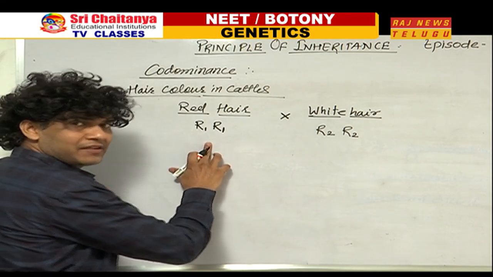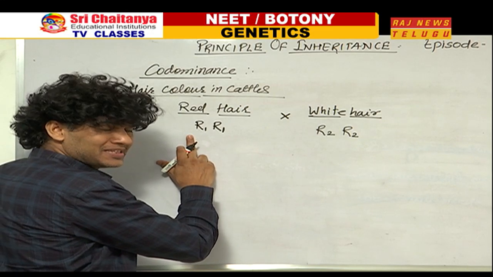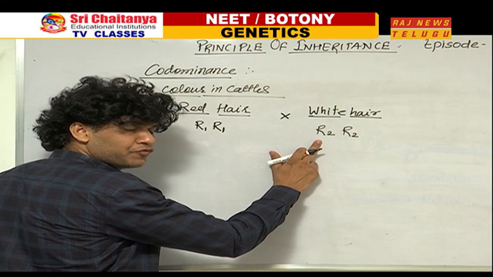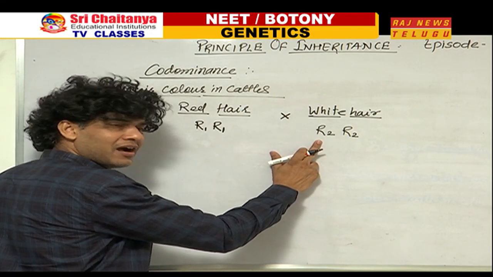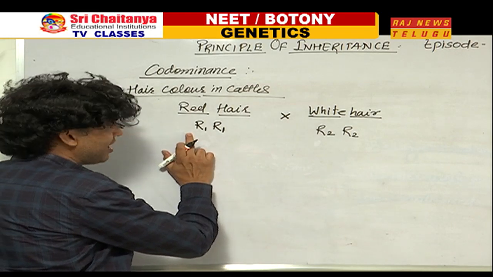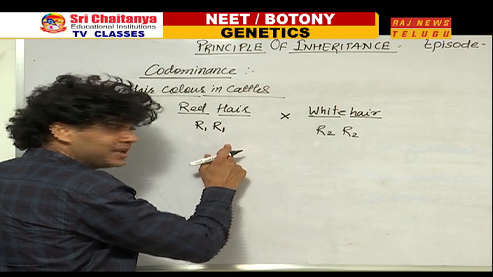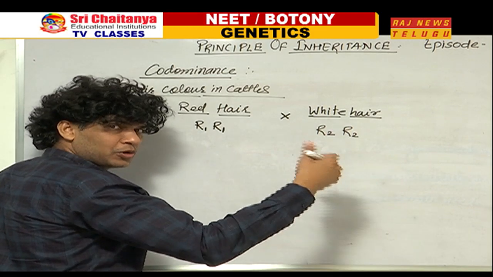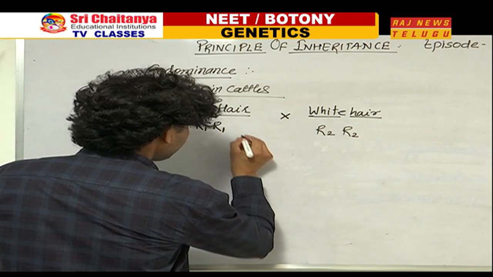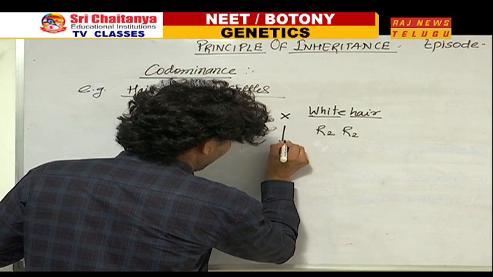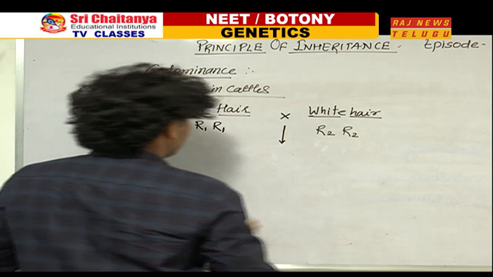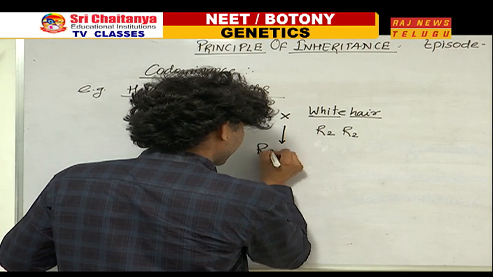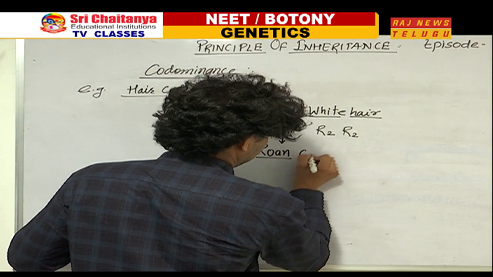One of the allelic variants I represent with R1, and the second variant of it I am using as R2. So this is homozygous R1 R1 like capital T, and this is homozygous R2 R2 like small t. Anyway, now the F1 progeny that we will obtain, that is known as roan cattle.